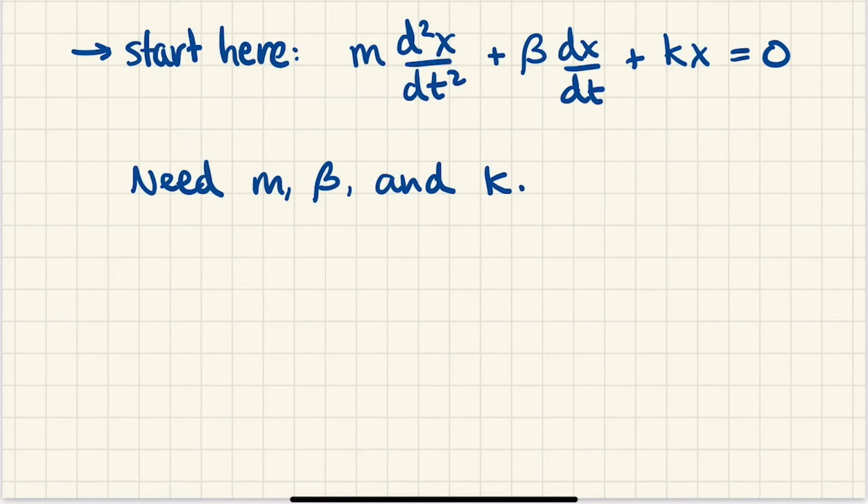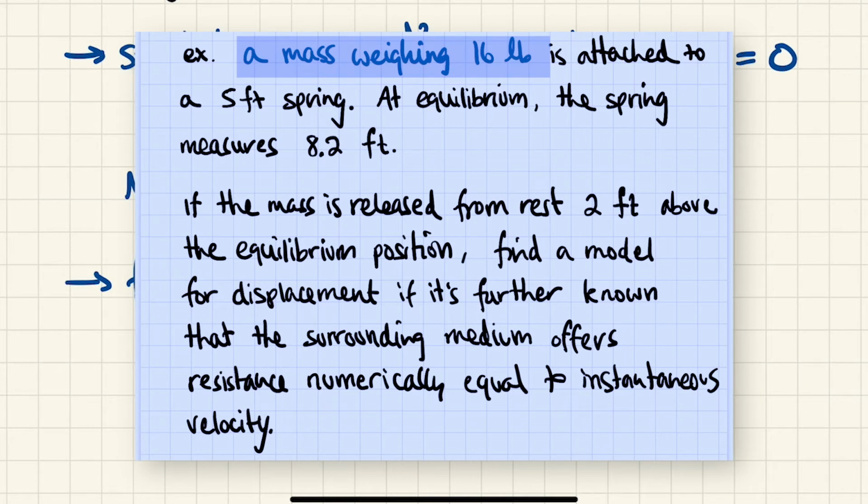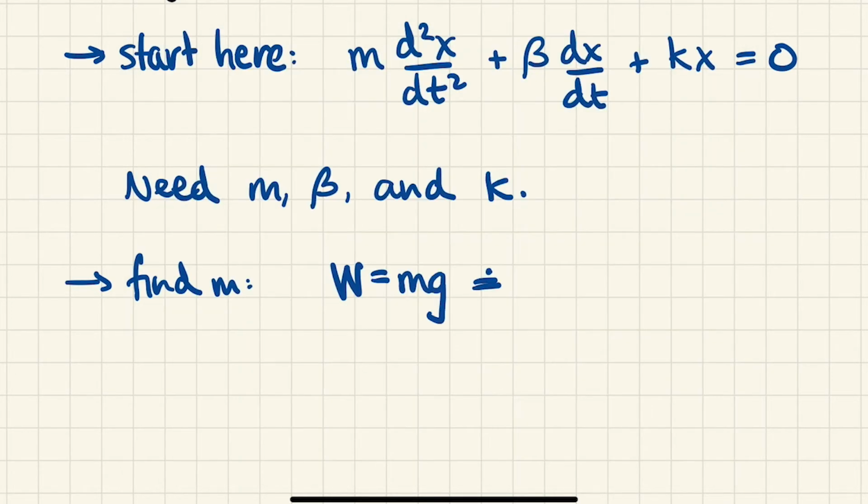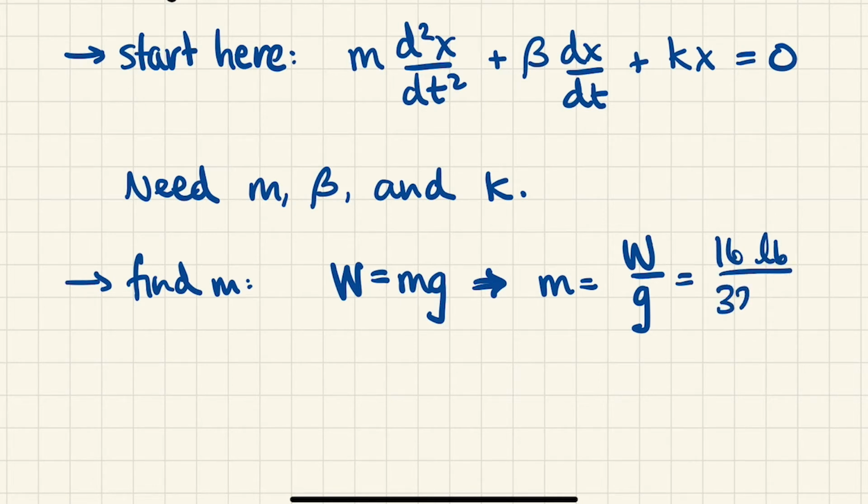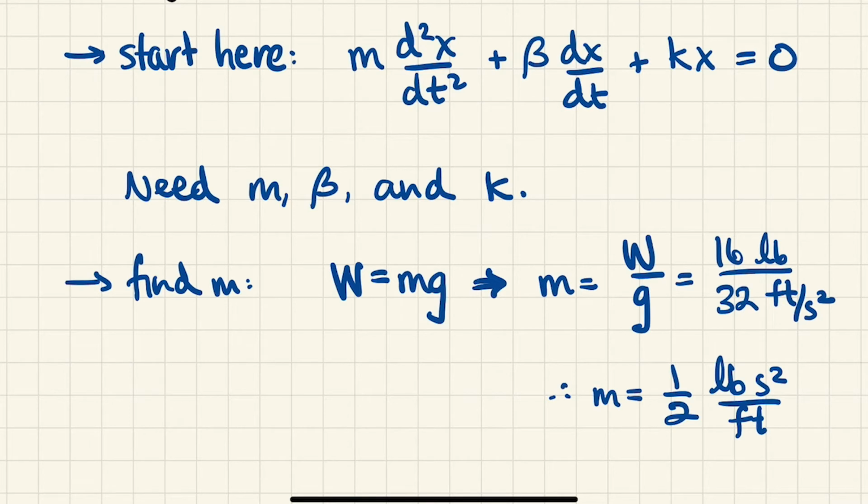So we need m. That's certainly information about the system. So let's find m. So the weight is 16 pounds. And so the mass would be the weight divided by g. So that would be 16 pounds divided by 32 feet per second squared. So that means that the mass is 1/2 of a slug, right? Or we'll say pounds second squared per foot. So 1/2 of a slug.